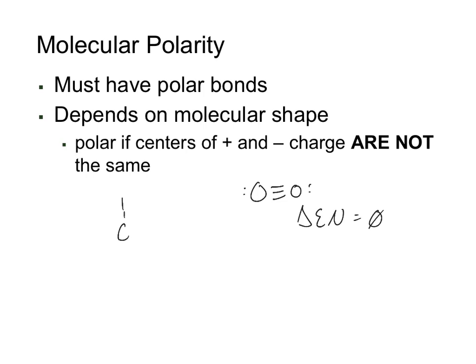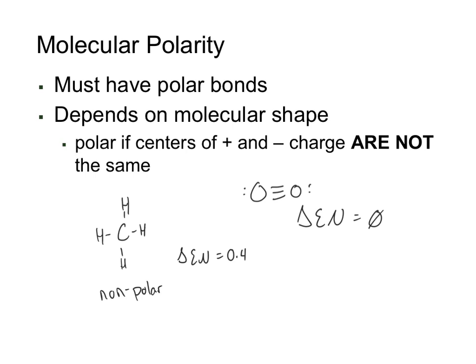Likewise, if we have methane, if we look up our electronegativity values, we see that our difference in electronegativity between carbon and hydrogen is only a difference of 0.4. That is not enough for us to consider it to be polar covalent, and thus there are no polar bonds in this molecule. And so methane is also entirely nonpolar.